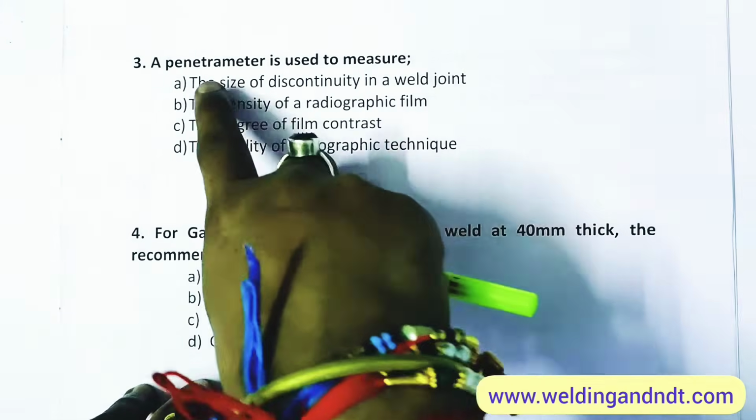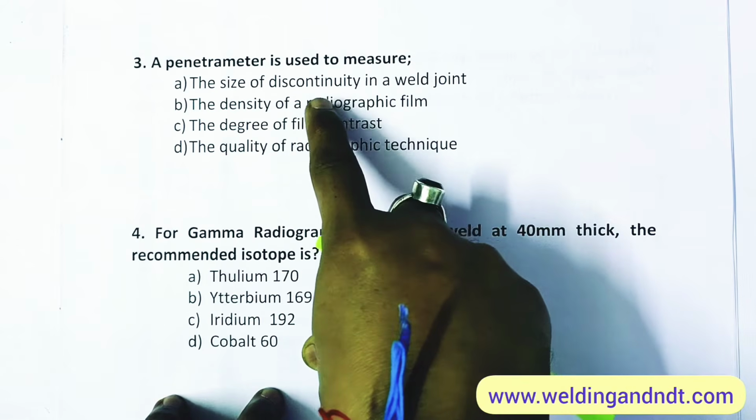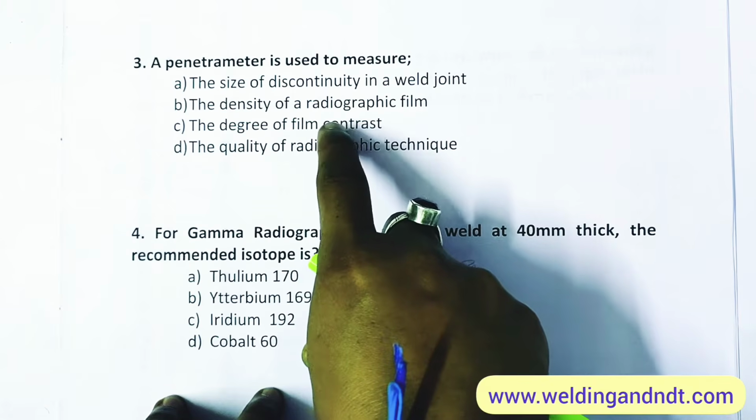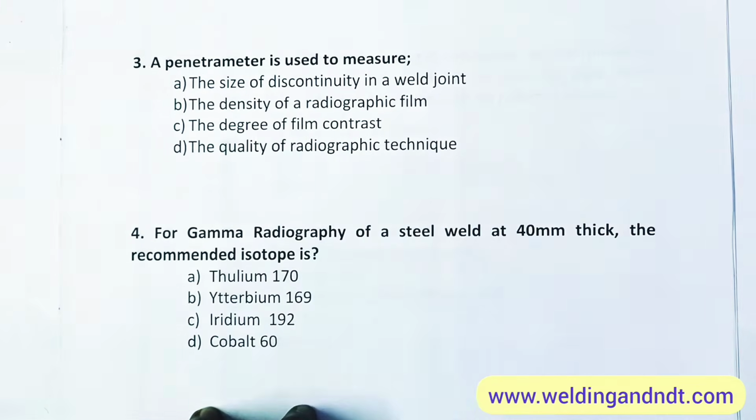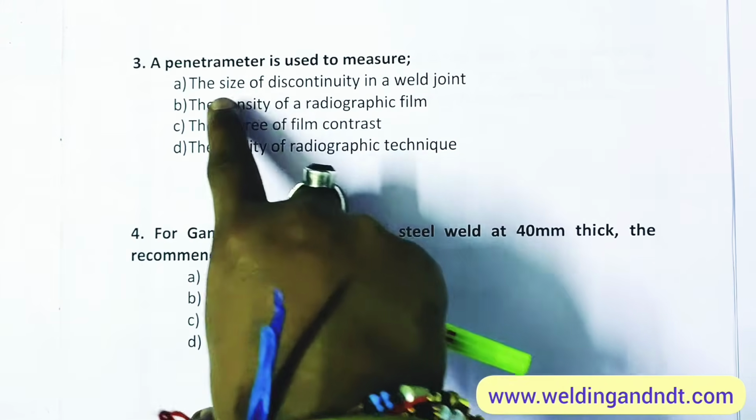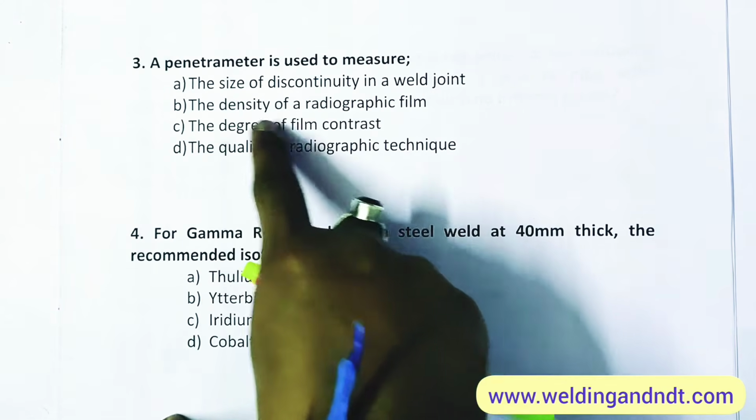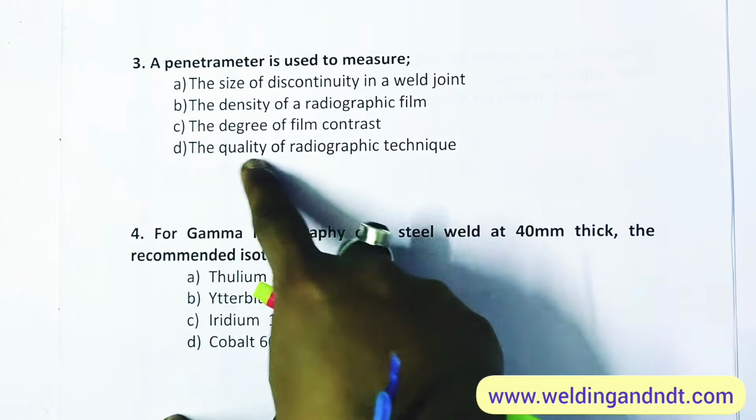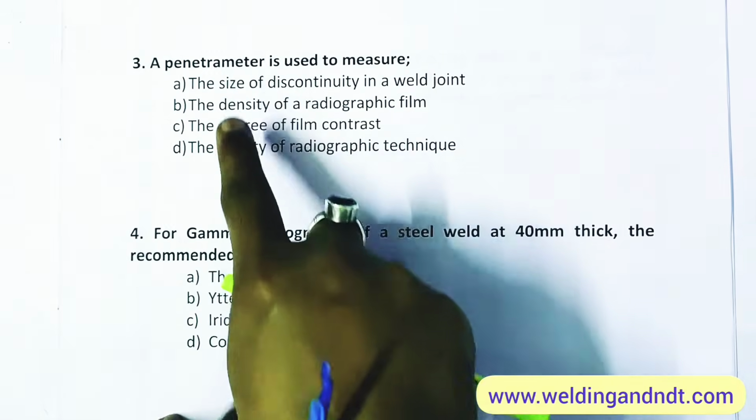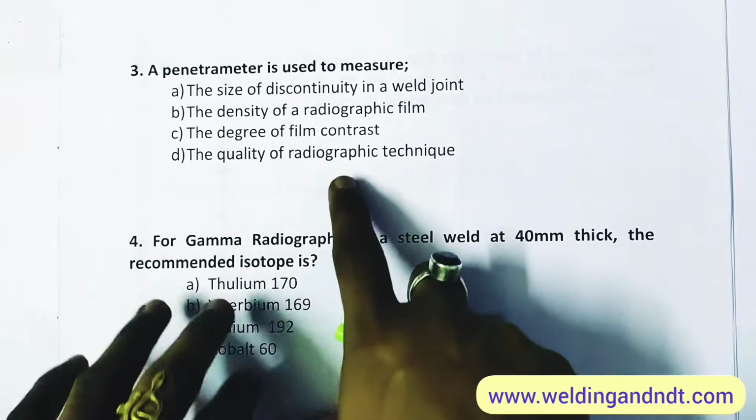Now third question is, a penetrometer is used to measure. Penetrometer is nothing but the IQI, image quality indicator, which I explained while explaining the radiography techniques like double wall, double image. At that time I had explained what is IQI. So IQI is used to measure the size of discontinuity in a weld joint, the density of a radiography film, the degree of film contrast, or the quality of radiography technique. So answer is D. Penetrometer or IQI is used to measure the quality of radiography technique.